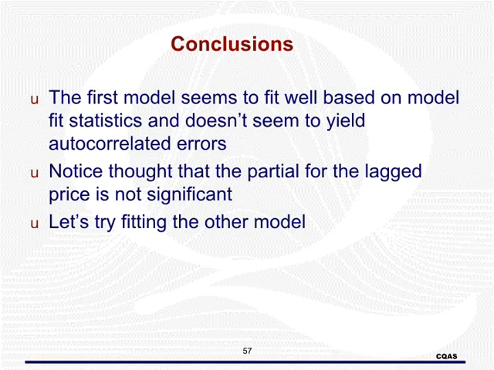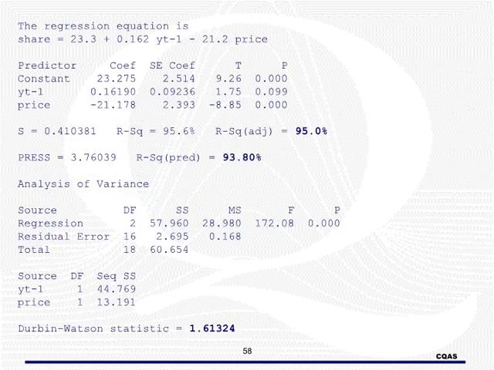Let's try fitting the other model. Based on the fact that the partial F for the lag price is not significant, we should probably expect a good fit for the second model. This model again has a high R-squared, adjusted R-squared, and R-squared prediction. These are roughly the same as in the first model. The DW statistic is somewhat smaller, but still not enough to conclude the presence of autocorrelation.